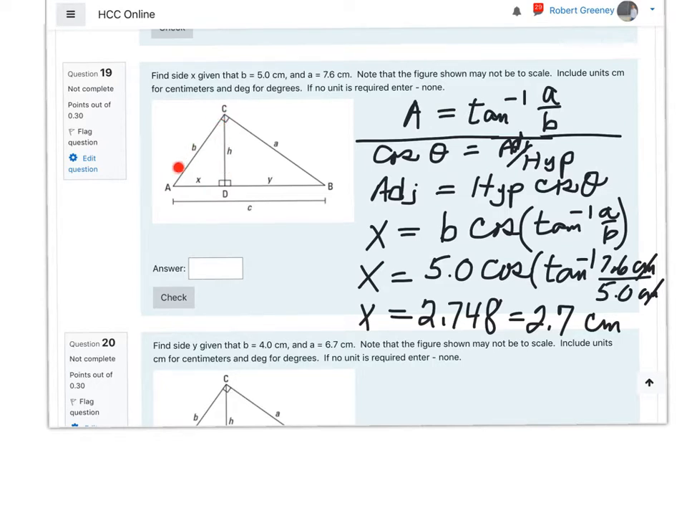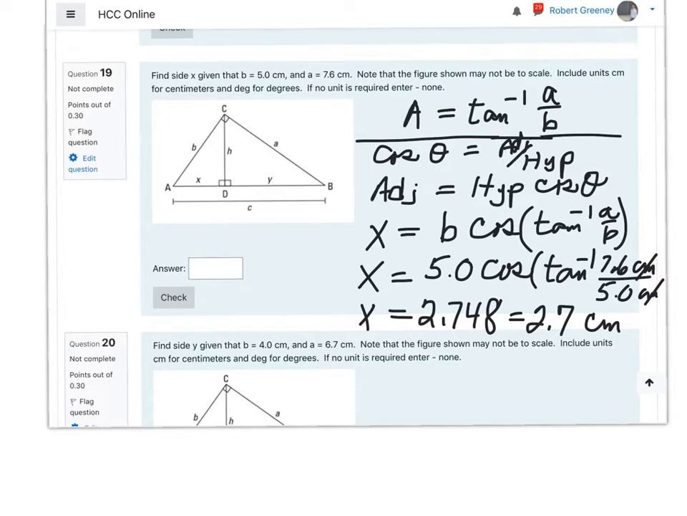So x is part of this triangle. So I want to find angle A. So we start with the big triangle. And if we use the big triangle, then B is adjacent to A. And A is not the hypotenuse of this triangle. This is the hypotenuse. This is the opposite side. So it's a tangent function. So the angle A is the inverse tan of the opposite side, A, over the adjacent side, B. So that will get us this angle A.